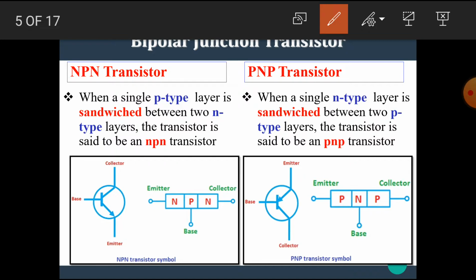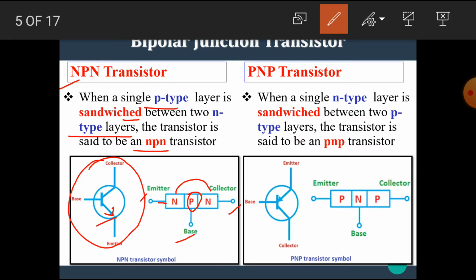Let's see once again. In NPN transistor, when a single P-type layer is sandwiched between two N-type layers, the transistor is said to be NPN transistor. This single P-type layer is sandwiched between two N-type layers, and these three terminals are emitter, base, and collector. This is the symbol of NPN transistor. In this symbol, the arrow is shown in outward direction.